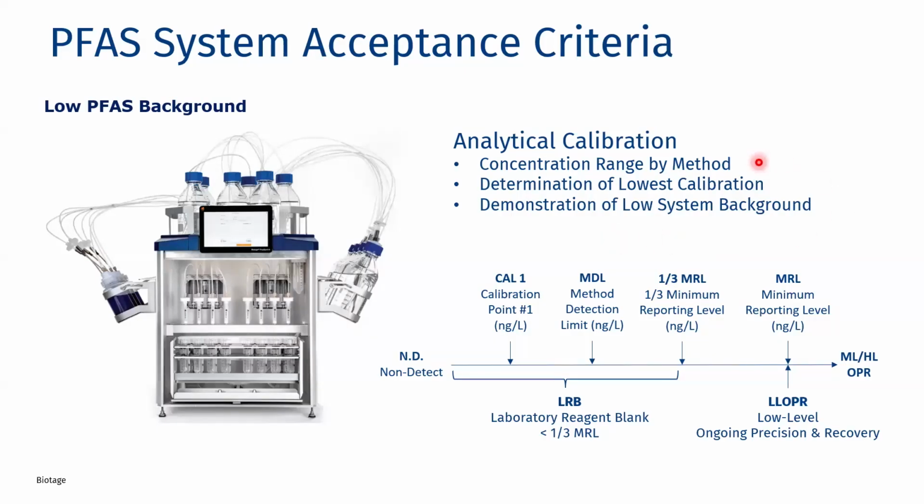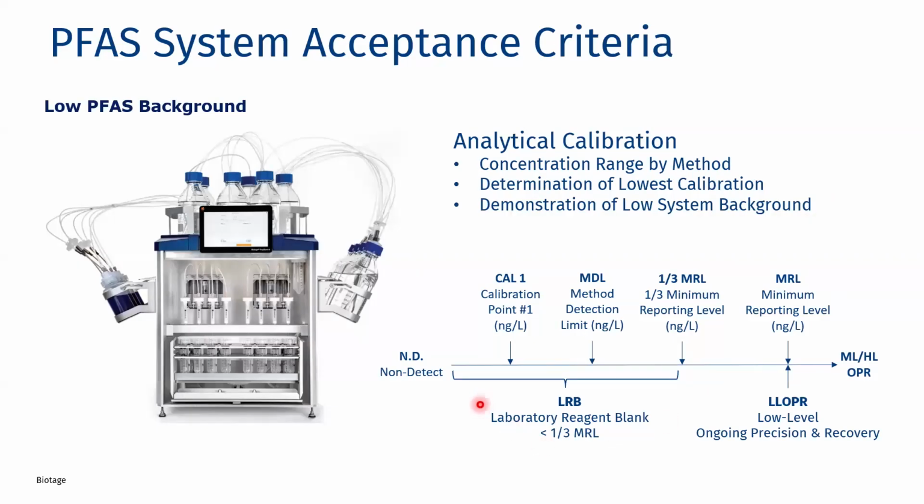So if you're screening for PFAS compounds, you need to understand what range you're screening for. And then you need to determine your lowest calibration in your cal curve. So on your analytical system, you need to know how low you need to calibrate, which then also allows you to identify if your system does have that low background for PFAS compounds.